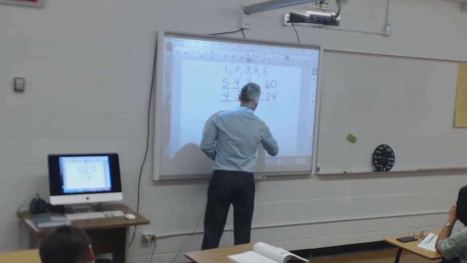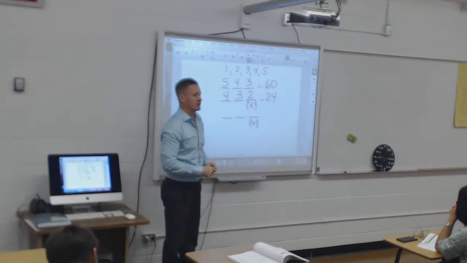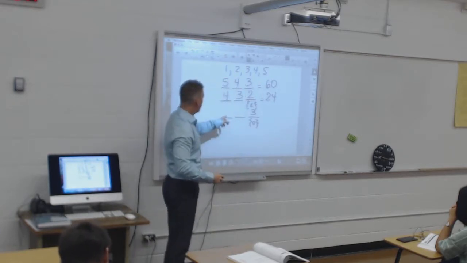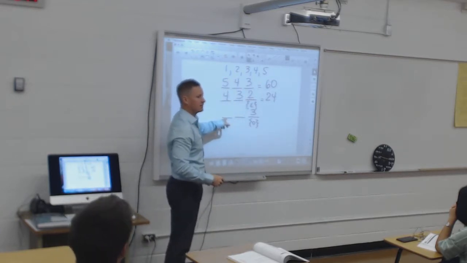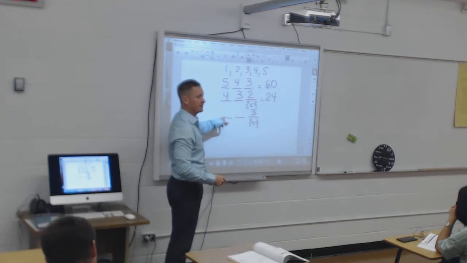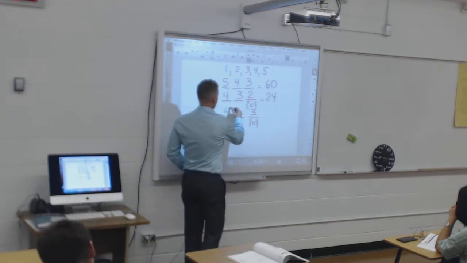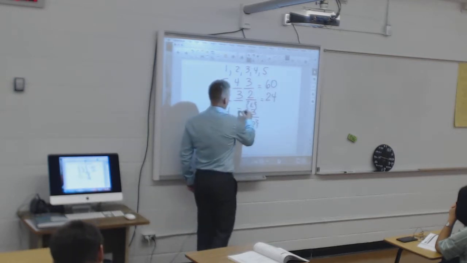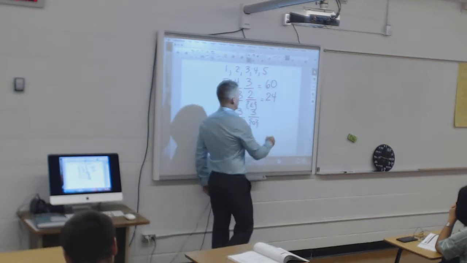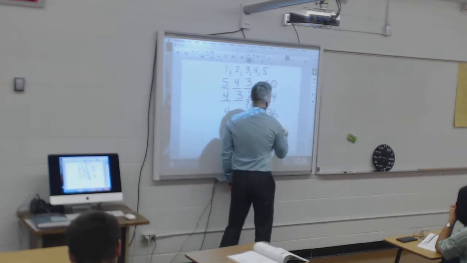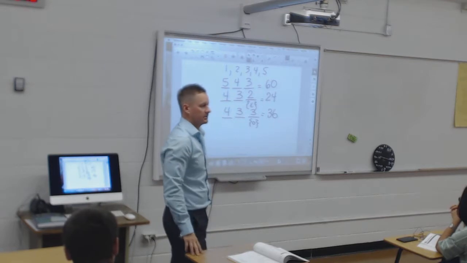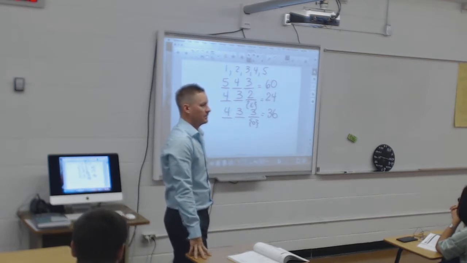Odd number? How many choices do I have? My last digit's odd. 3. I pick one of those 3. How many do I have left here? 4. Pick one of those. How many here? 3. 4 times 3 times 3 is 36. Does that make sense?